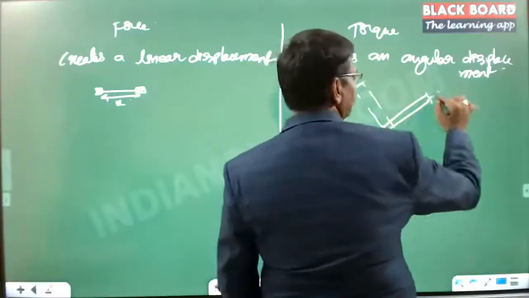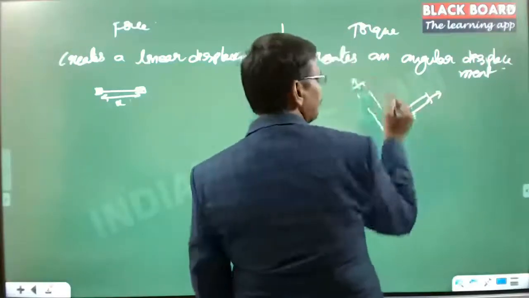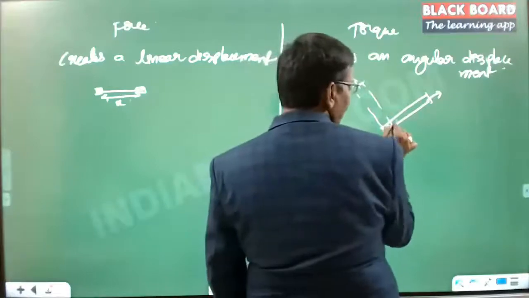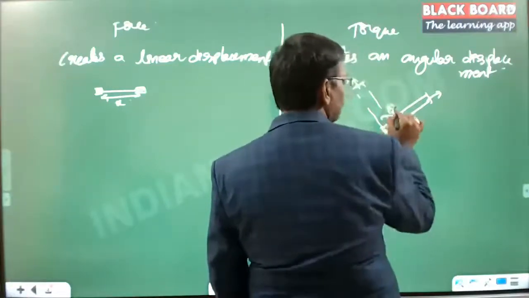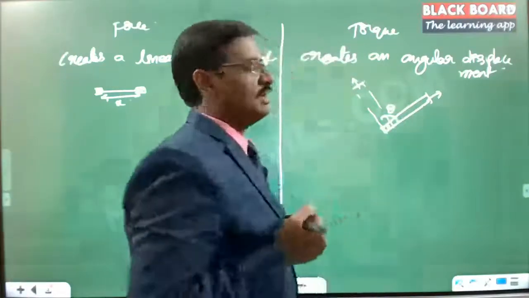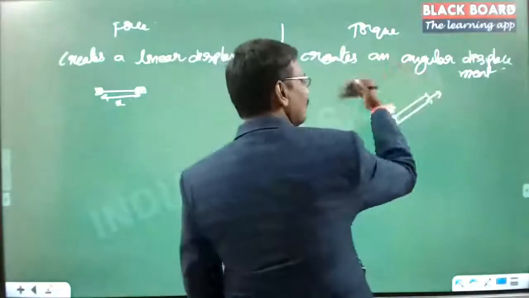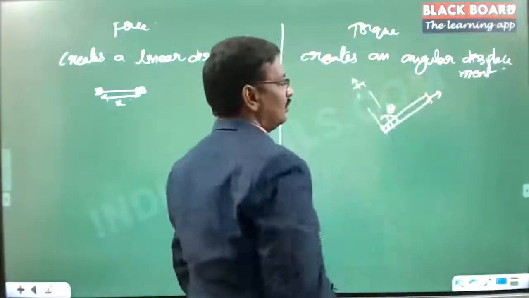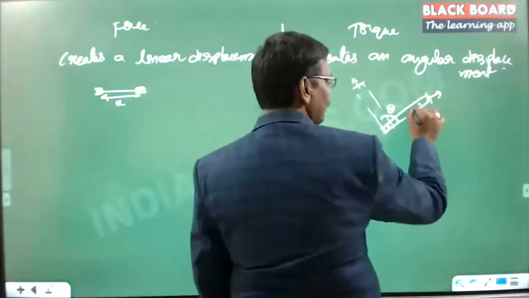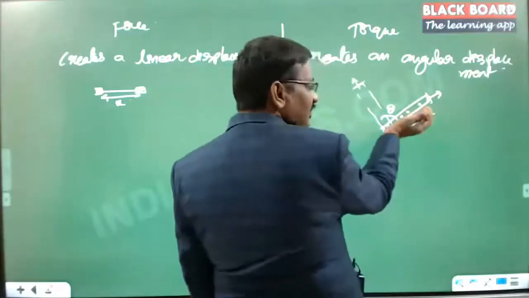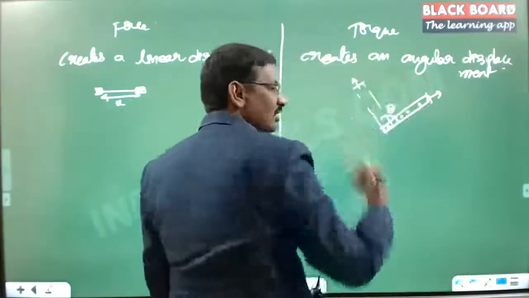So the initial position is this one, and the final position is this one, and here there is an angle in between these two. This is called the angular displacement. So every particle is moved by an angle. Now, if you take this particle or this particle or this particle, all these particles move the same angular displacement.